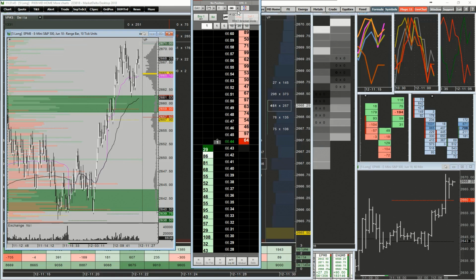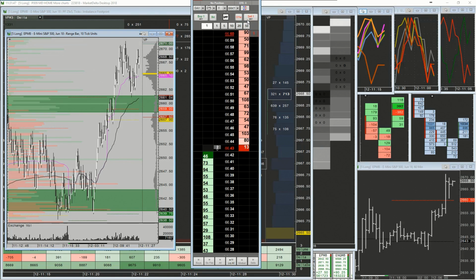Another thing you could do is set a bracket. So you go bracket mode here, and a bracket means once your order is triggered when you put it on the ladder, if you put one for sale at 66.51, once it goes up there and triggers you, you will automatically have a buy stop placed for your short, which is your stop loss, and a profit taking target.